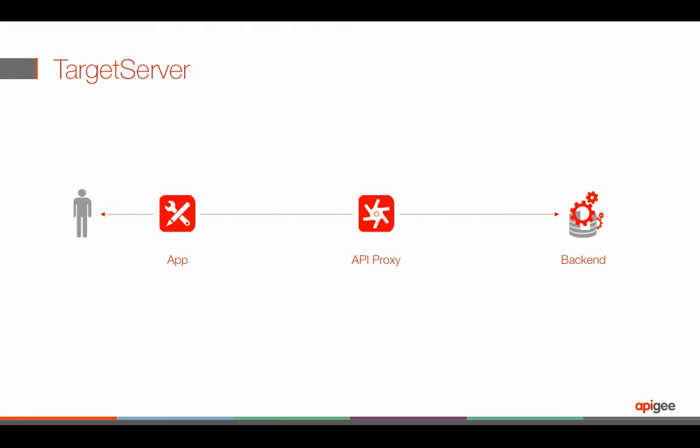So why is this important? Well, let's take a look at this example. Here we have one API proxy connecting to one backend. In this case, the backend URL is hard-coded in the API proxy.